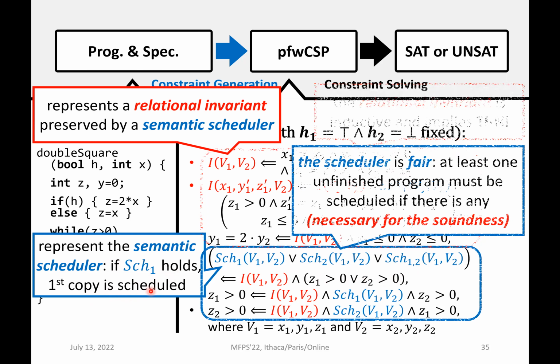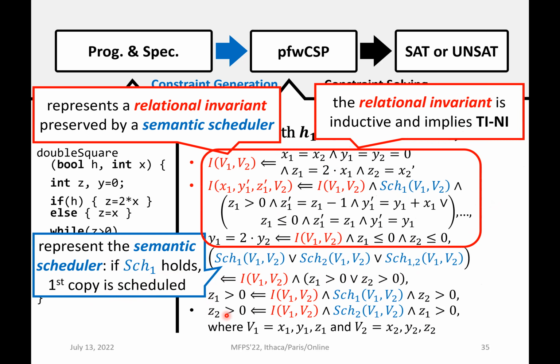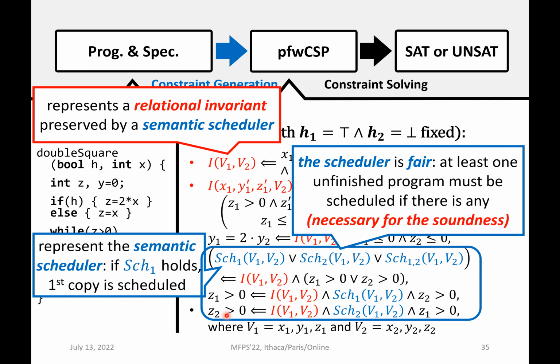And these constraints say that the scheduler is fair in the sense that at least one unfinished program must be scheduled if there is any unfinished one. This is necessary for the soundness of the reduction. And by solving the set of constraints, we obtain the relational invariant and scheduler we have seen before.